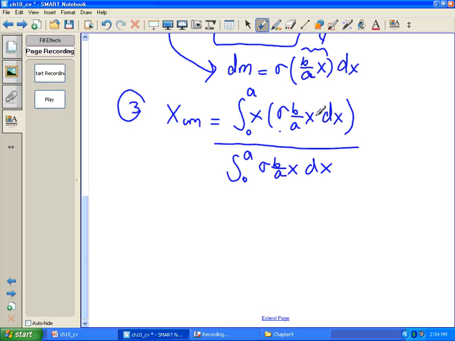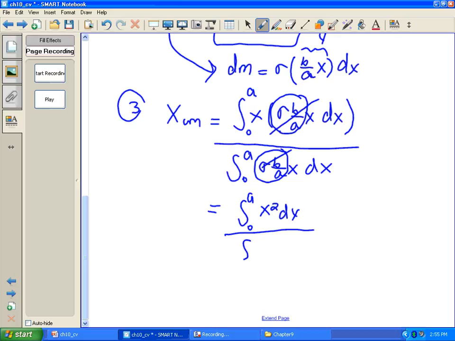Well, you can guess what's going to happen. b and a are both constants. Sigma is a constant. So all these will come out of the integral, and guess what happens when they come out of the integral? They will cancel. And so our integral will look like this: the integral from 0 to a of x squared dx divided by the integral from 0 to a of x dx. Much nicer looking integral here.